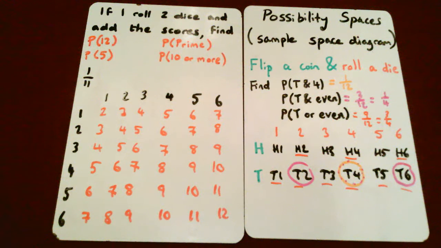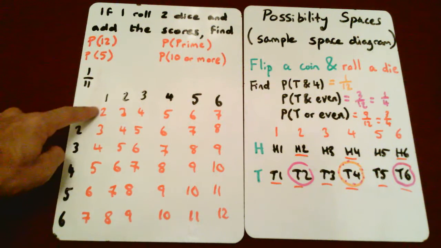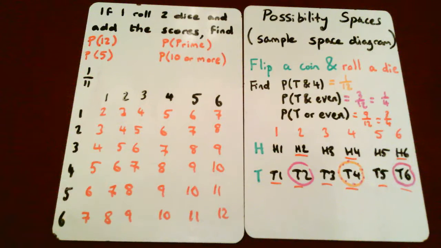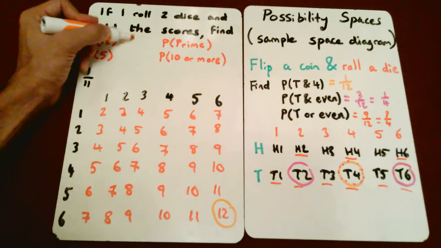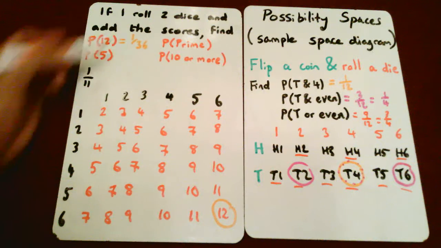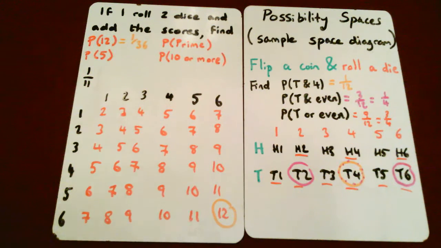So what we can see here is there are actually 36 different combinations when you roll 2 dice. The least common of these are the 2 and the 12. There's only one possibility of getting a 2 or a 12. So the probability of getting a 12 is 1 out of the 36 different possibilities. Now, the next question is the probability of getting a 5.